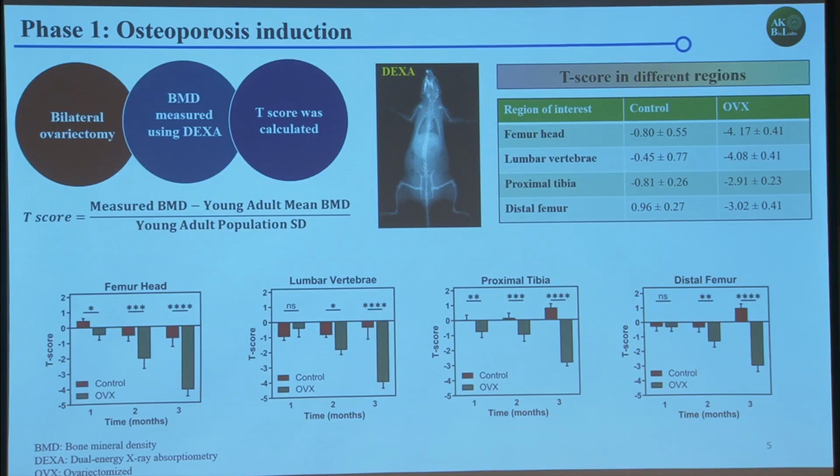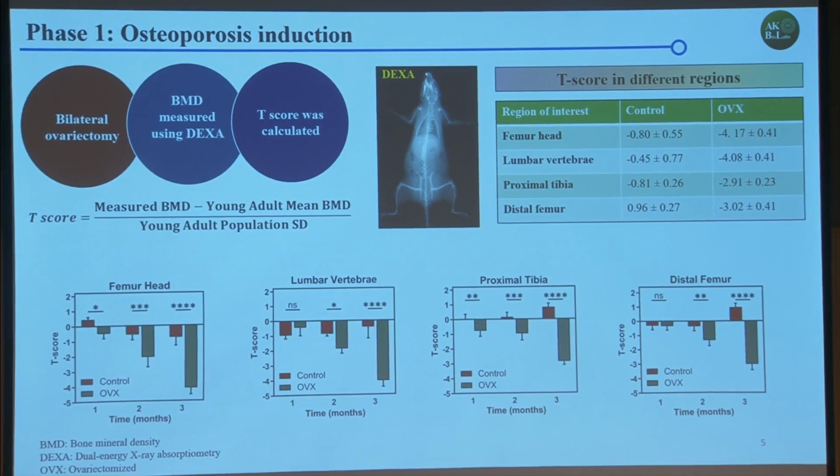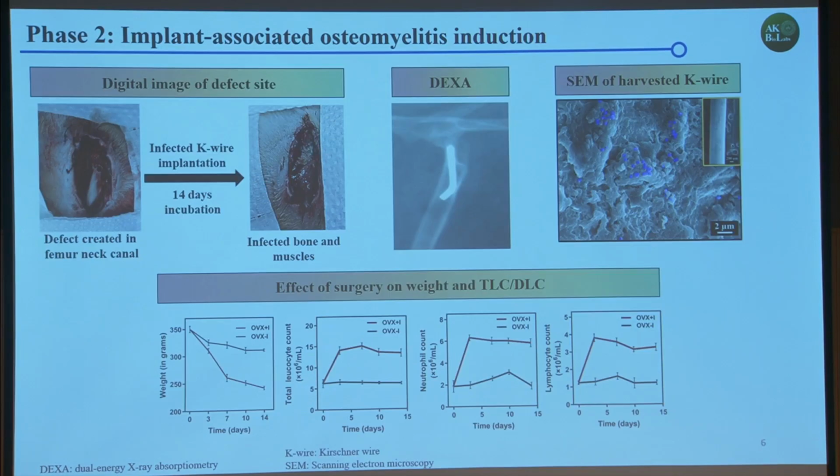strength. In the first phase of this experiment, bilateral ovariectomy was carried out, in which BMD and T-score were calculated. As per this formula, different regions of interest were taken which were supposed to be affected by osteoporosis, and we have seen a significant decrease in the T-score values in all of these regions of interest in a period of 3 months, which was in the range of -4, which is the range provided by WHO.